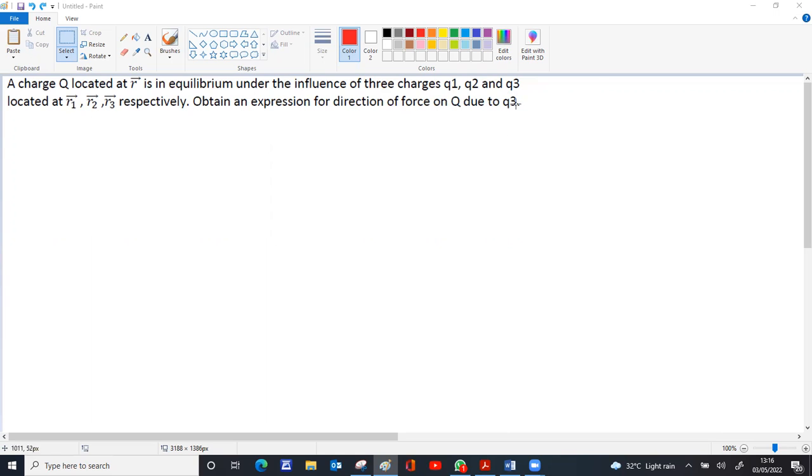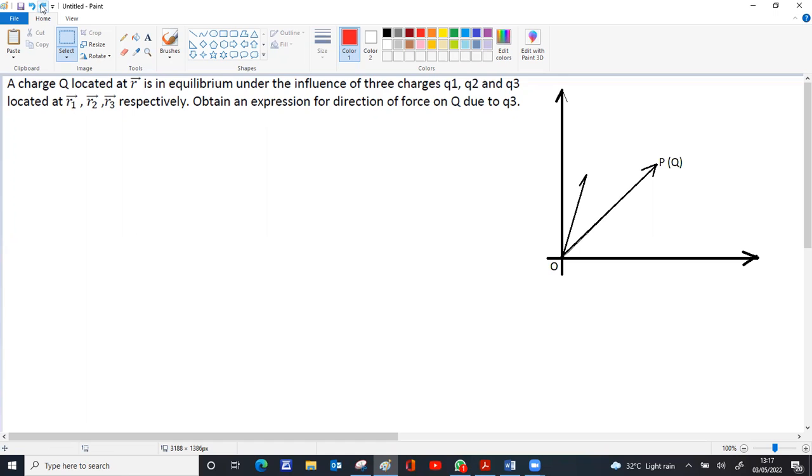So we need a coordinate system, y-axis, x-axis. This is the charge Q located at P with respect to the origin. Another charge Q1. These two are located respectively, Q is at R, Q1 is at R1.